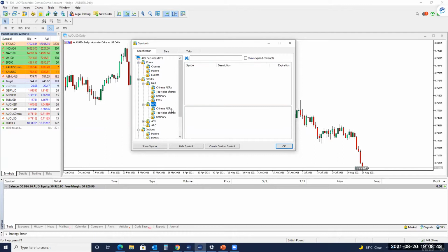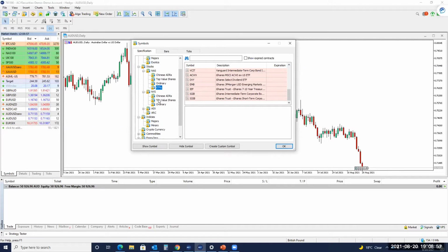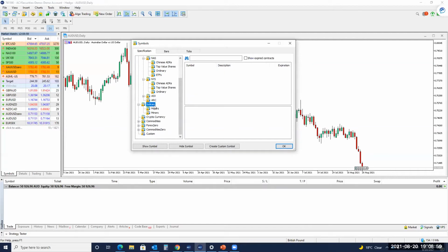Moving on from there, NYC, top value, ordinary. So if we go to our ordinary, mid to lower cap shares. And then we also have our ETFs, exchange traded funds. Moving on from stocks, we have our indices.